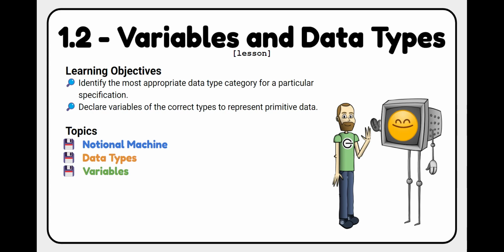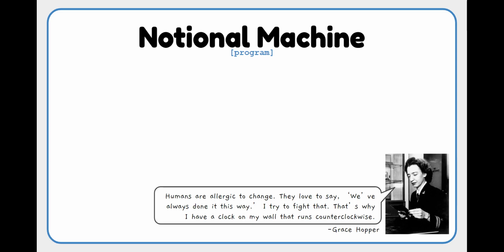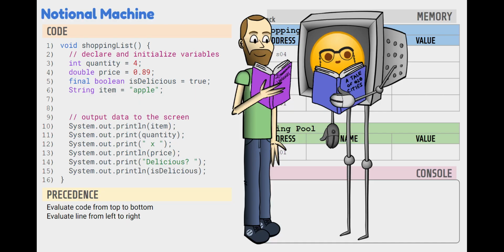Okay, let's get started. We're going to start off with our notional machine, and we have some code on the left. So go ahead and pause it for a minute and try to read that code and figure out what is happening.